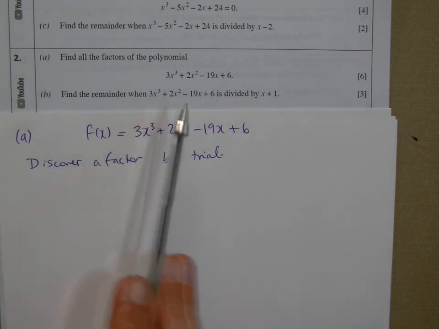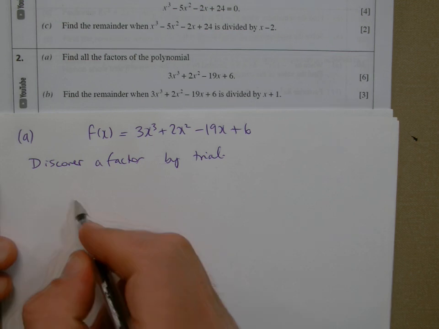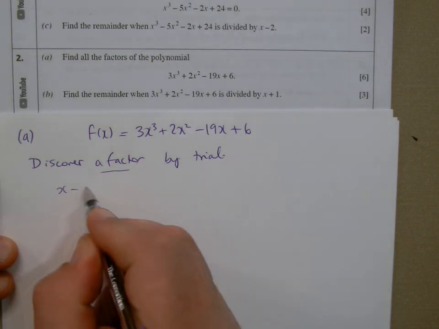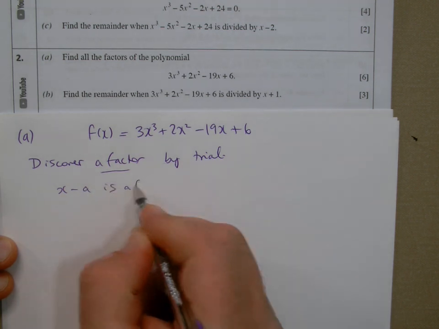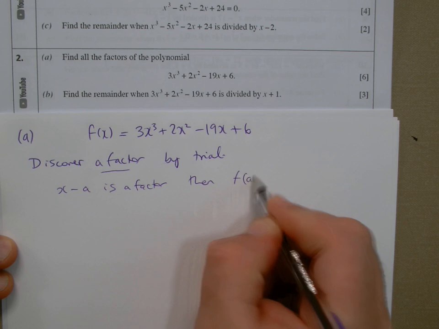Now, they don't give us any factors. They don't say, given that x plus 2 is a factor or anything. So what we need to do is discover a factor by trial. And remember the rule that if x minus a is a factor, then f of a is equal to 0.